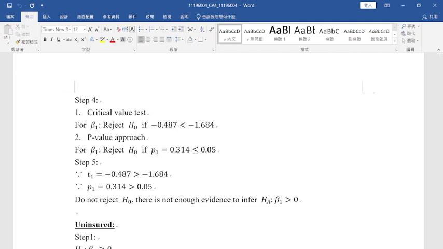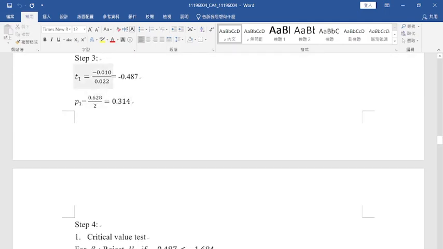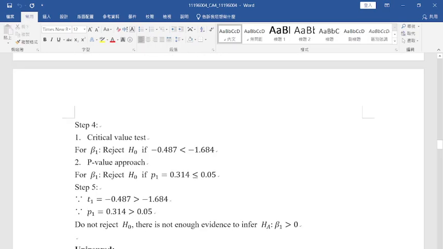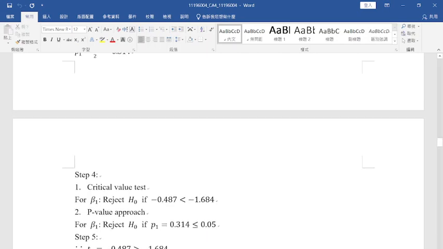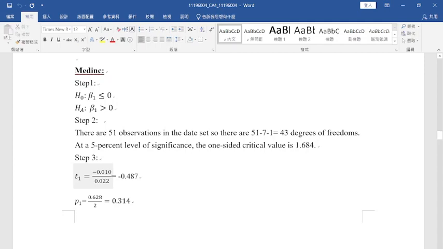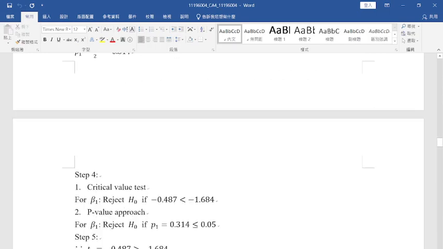What is this? This is the t statistics, negative 0.487, right? And what is this? Critical value. And what is your critical value? According to the table, at the 5% level, it's this number, right? Okay, then go on. How come this becomes negative? I think it is because we have the negative list 1.